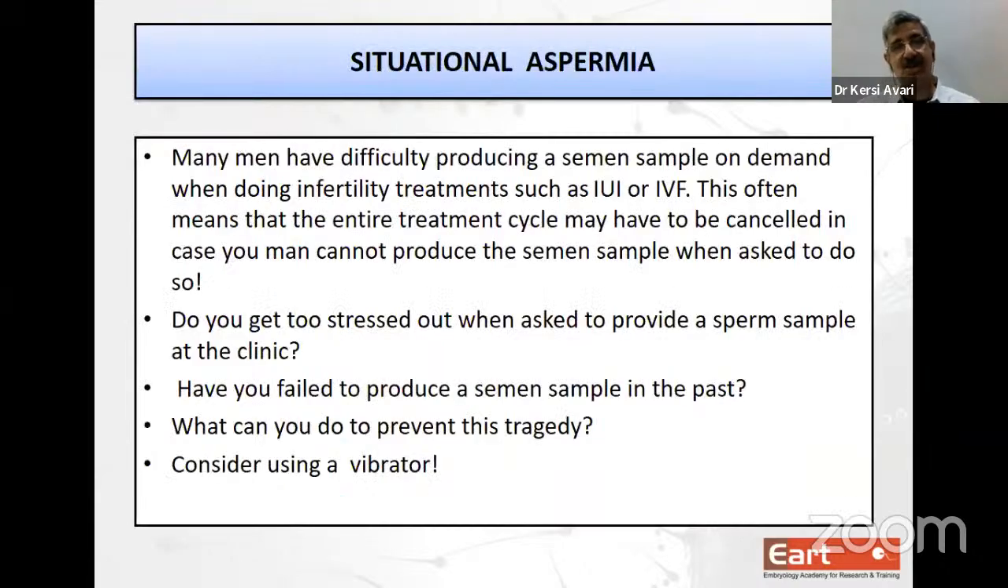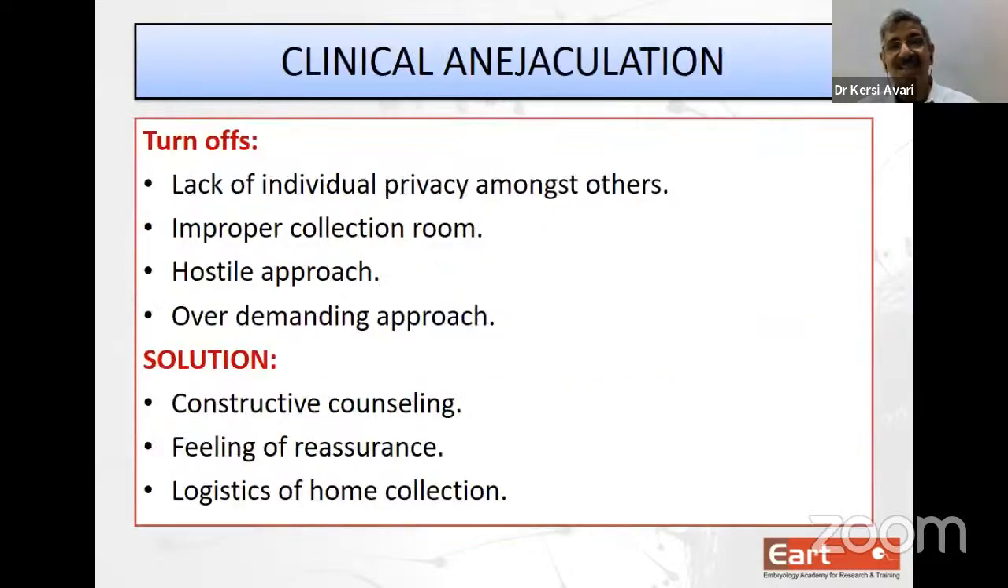Then there is situational aspermia: tension, stress, a suddenly new environment. A gynecologist suddenly telling you, give a sample now, I want to check, I want to know whether you are fertile or not. Now suddenly to a normal man, if the question comes, I hope you are fertile, it strikes you like a bomb. So this is causing you situational aspermia. Suddenly you will be told to use a vibrator. You are stressed out. So these are clinical ejaculations.